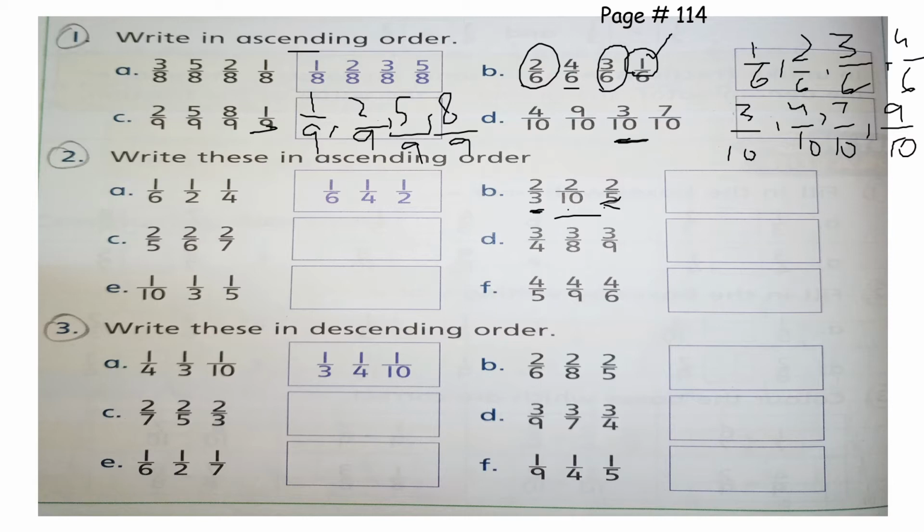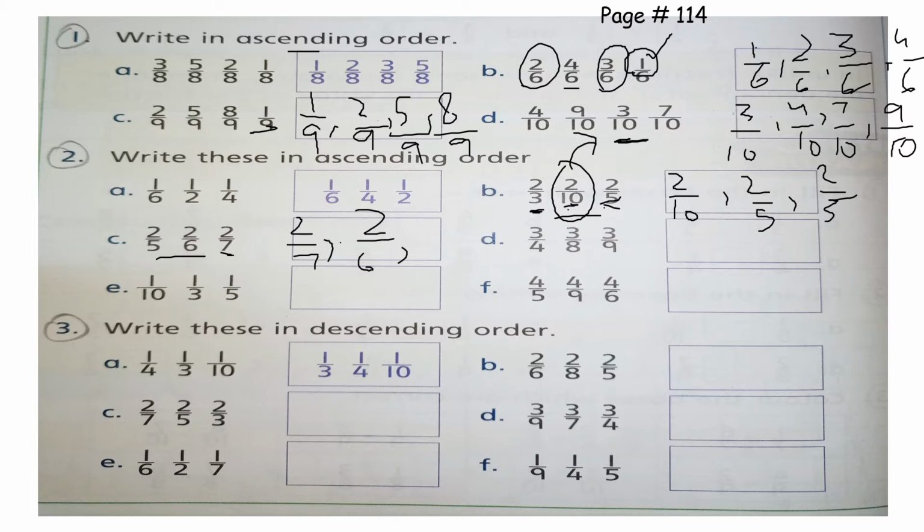So first we have to write the smaller fraction. So the 10, it means this fraction is the smallest one because 10 is greater than 3 and 5. So if the denominator is greater, the fraction will be smaller. Then 2 by 5, then 2 by 3, means in unlike fractions it's opposite to like fractions. Here 7 is greater, so this fraction will be smaller. Then 2 by 6, then 2 by 5. And D, E, F part is your homework.